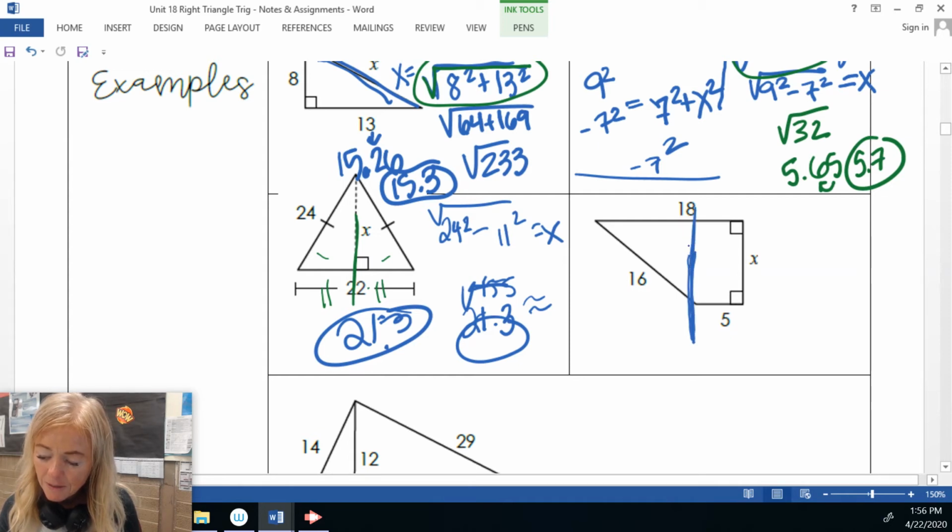Let's try that. So this rectangle is going to have the same measure on that side as it does on the right side. So you have 2 sides that are x, and then you have 2 sides that are 5. Anyway, this side is also 5, which you're going to have to use your imagination. So if that's 5, then this side is 13 here, because the whole side's 18.